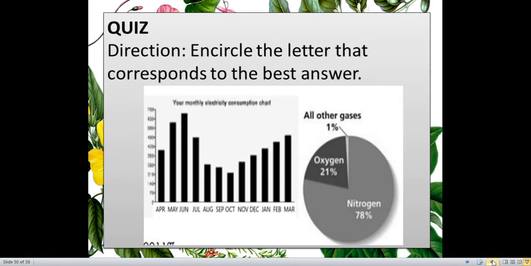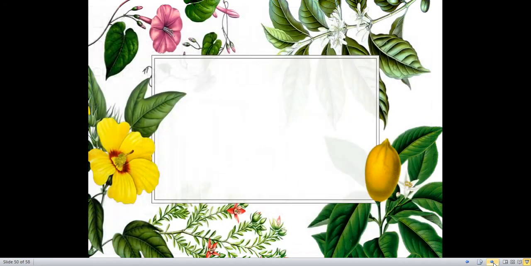So after the fill in the blanks, we have a quiz. Circle the letter that corresponds to the best answer, but you just write the letter of your answer on your paper. So if I say use figure 1, it means this one, our bar graph. And if I say use figure 2, that is for our pie chart. So take a look at those graphs. And here are the questions.